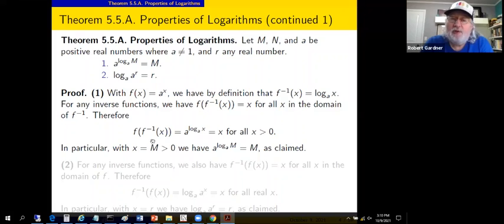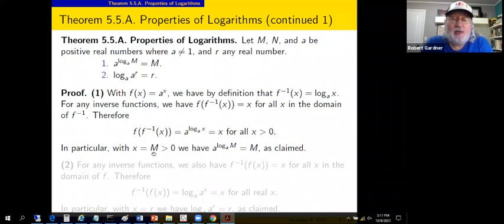Here's the composition of f with f inverse. We know that equals x because these are inverse functions of each other, and that's valid for all x in the domain of f inverse. The domain of log base a of x is x greater than 0. So we get this relationship here.